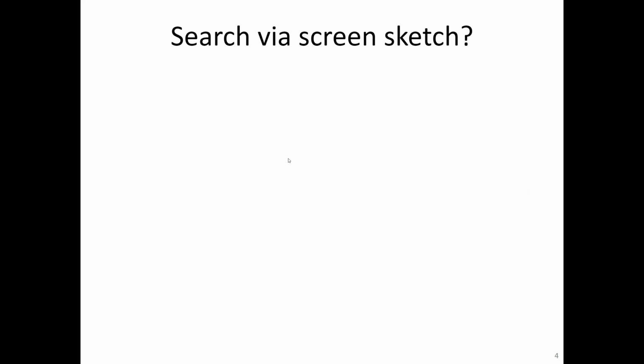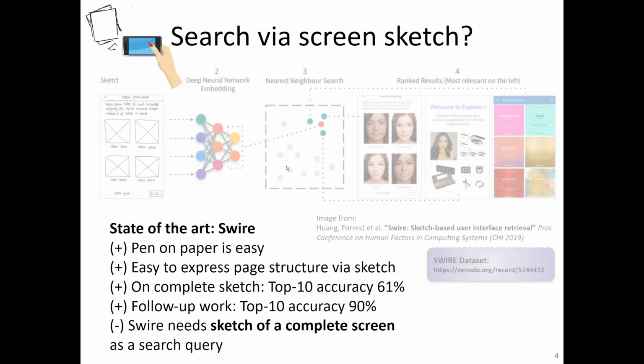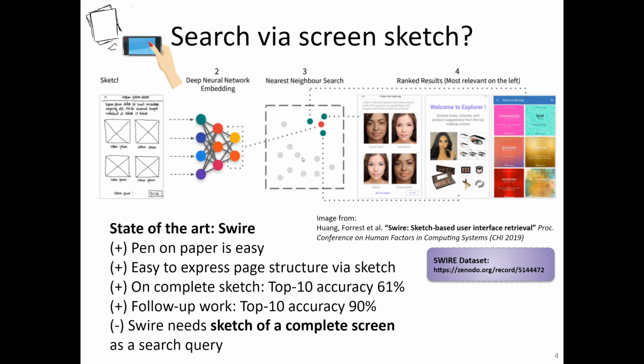You can think of another approach like searching through sketch. There is a state-of-the-art software that uses a pen and paper method where you draw with a pen on paper, then take a snap and provide it to the software pipeline that uses a deep neural network and nearest neighbor to rank those search results. And as it uses sketch, it's really easy to express those page structures.